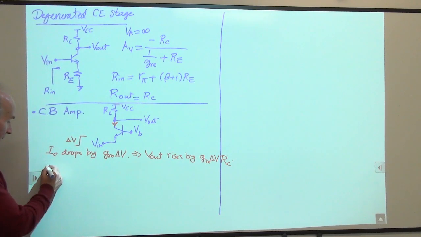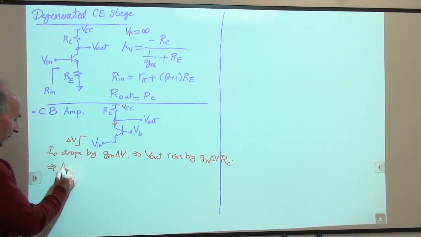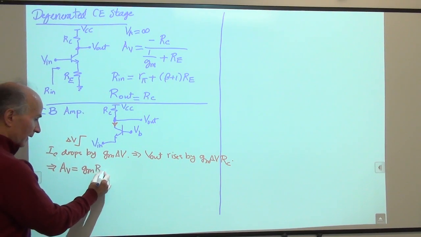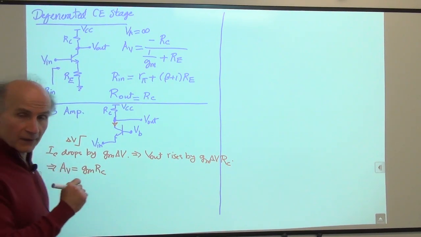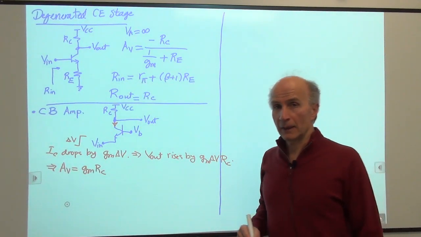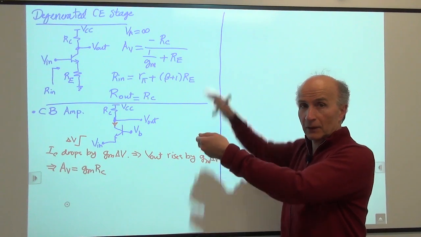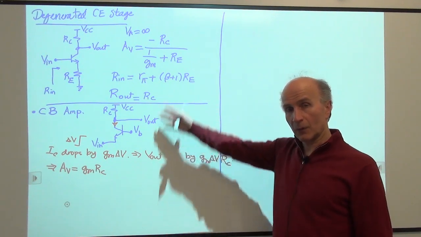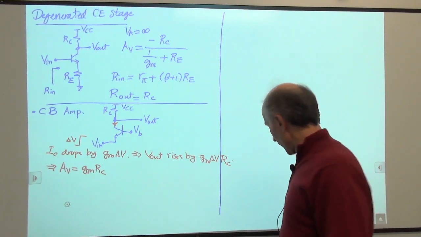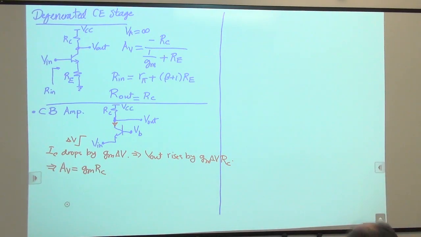So that tells us that the voltage gain of the common base stage is given by GM times RC, and it has a positive sign, unlike the case of the common emitter stage. In the common emitter stage, when the base went up, the collector came down. Here, they both go in the same direction. Okay, so that is the scenario that we have for the common base stage.